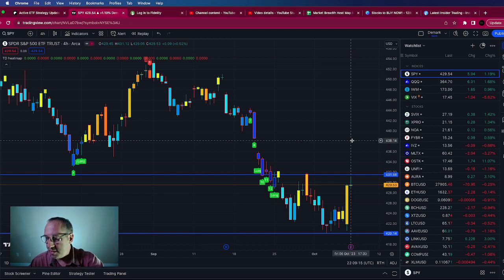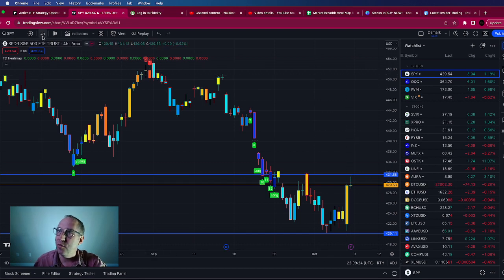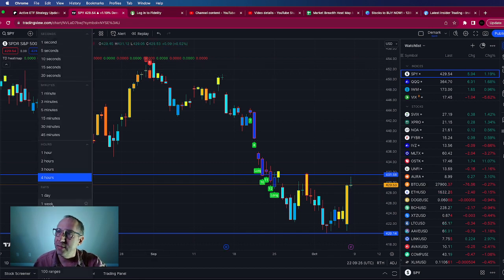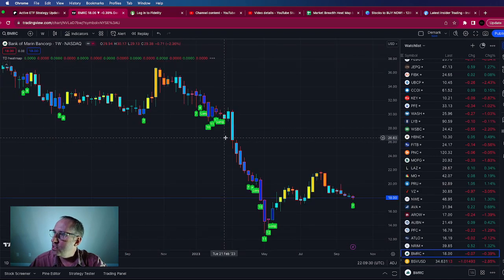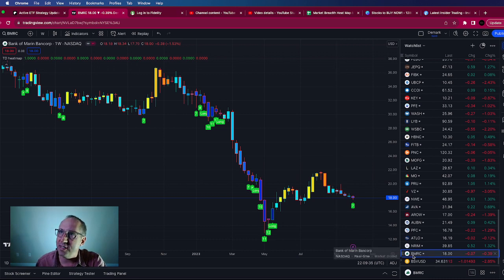All right. So I want to talk about some stocks that pay a great dividend that have been beaten up right now. Buy signals all around. And let's go to the weekly chart. Whenever I am taking a look at these, I like to look at the weekly chart. And the very first one is ticker symbol BMRC. This is Bank of Marin Bank Corp.